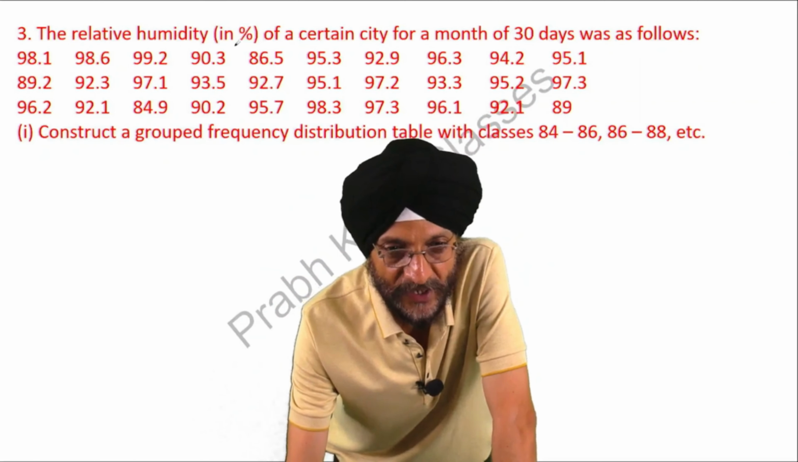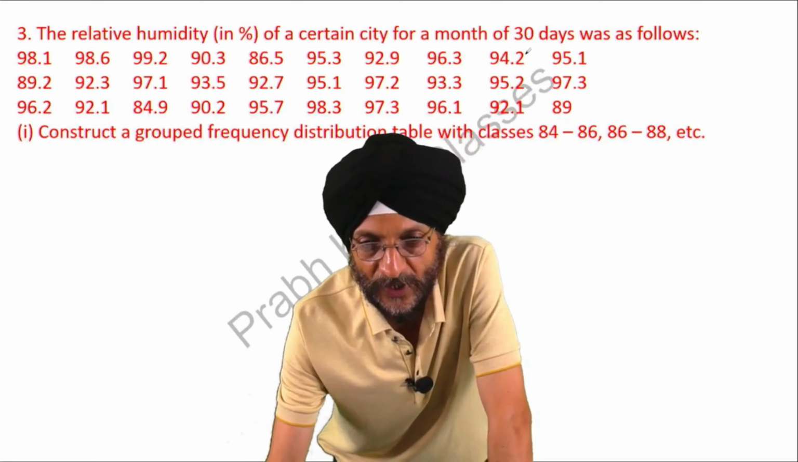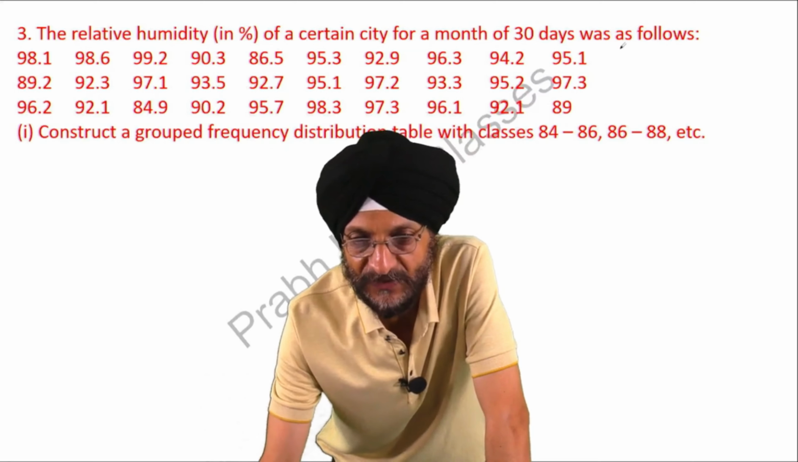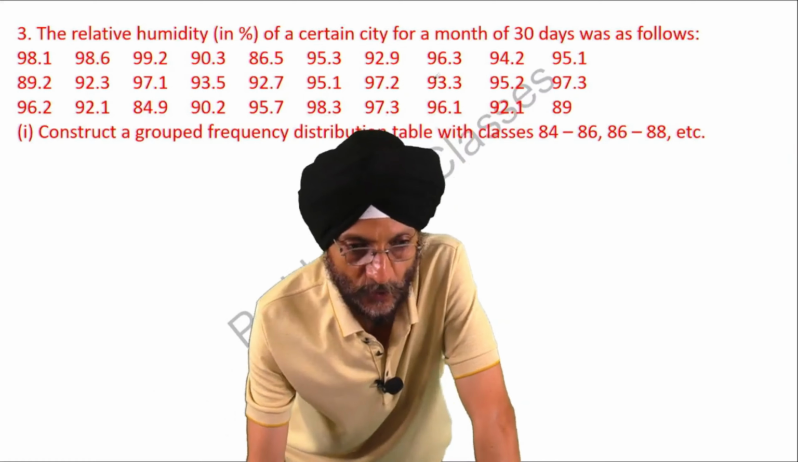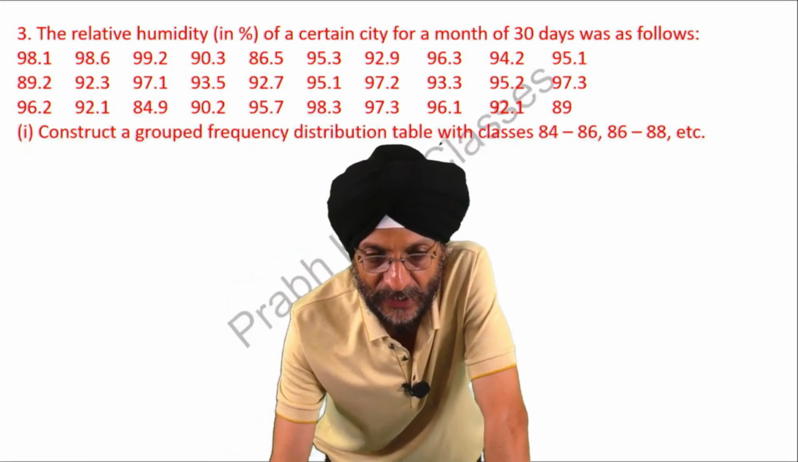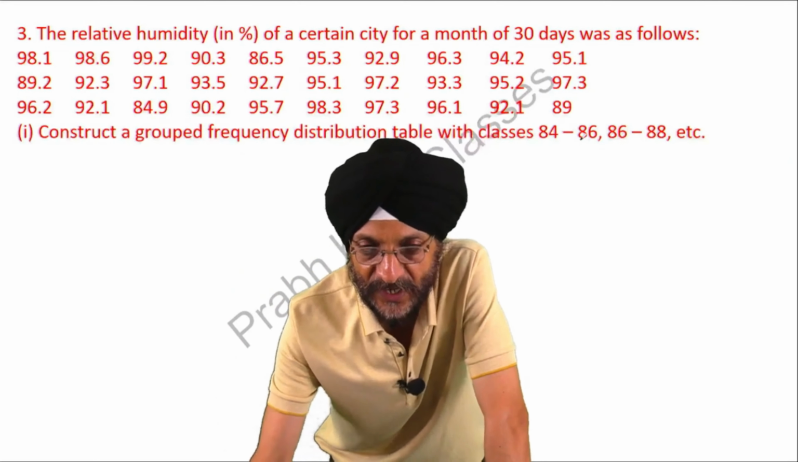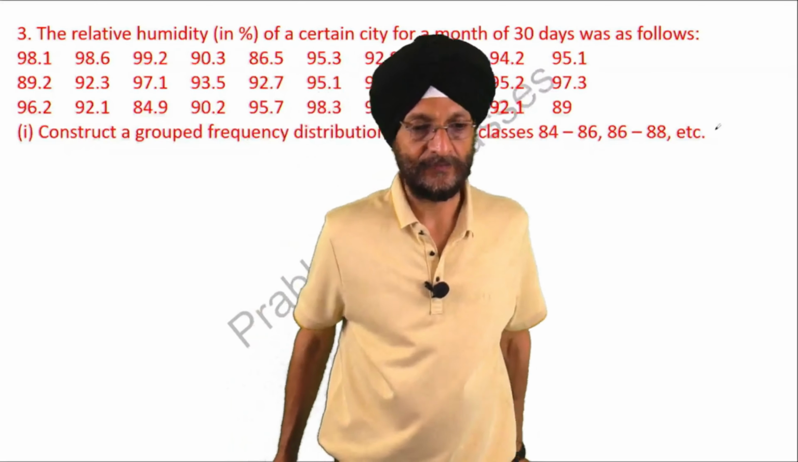Now the question before us is: the relative humidity in percentage of a certain city for a month of 30 days was as follows: 98.1, 98.6, and so on. Construct a grouped frequency distribution table with classes 84 to 86, 86 to 88, and so on.